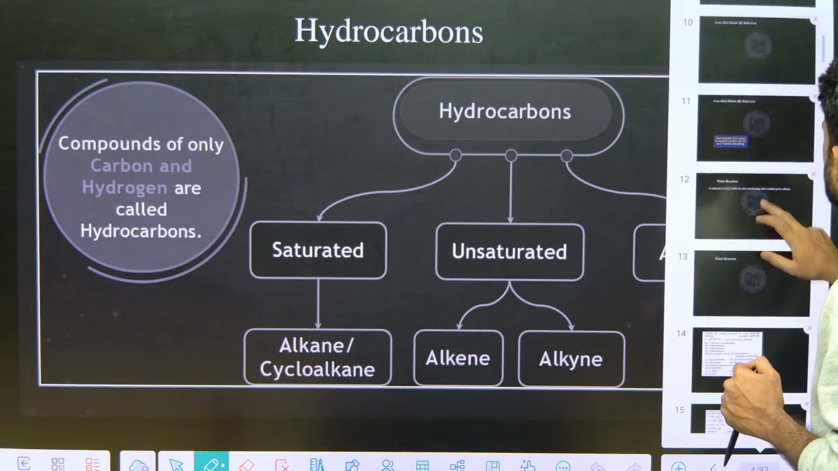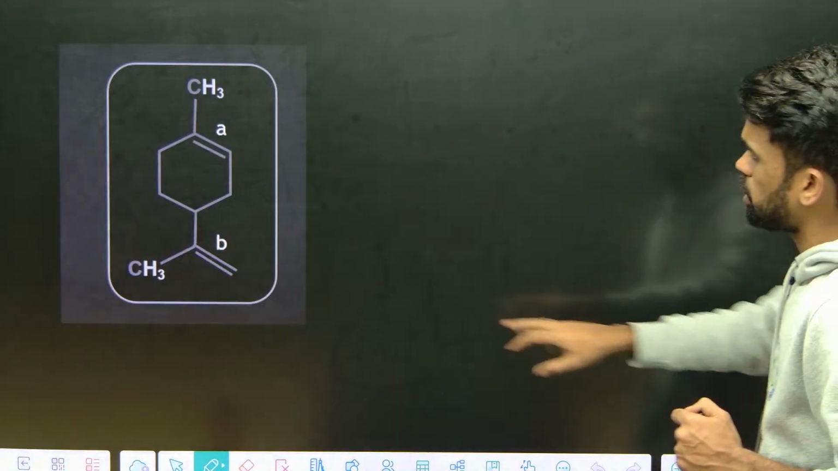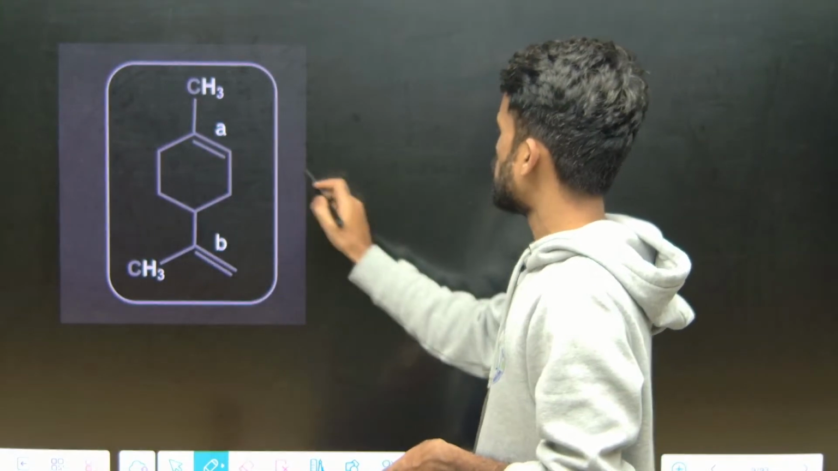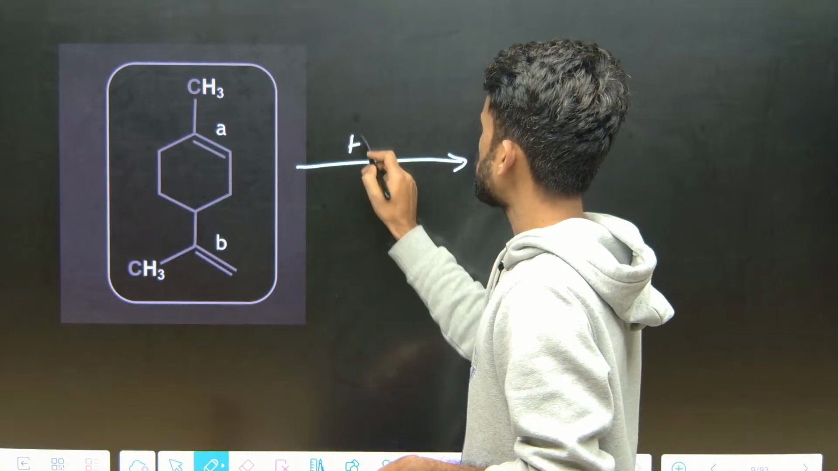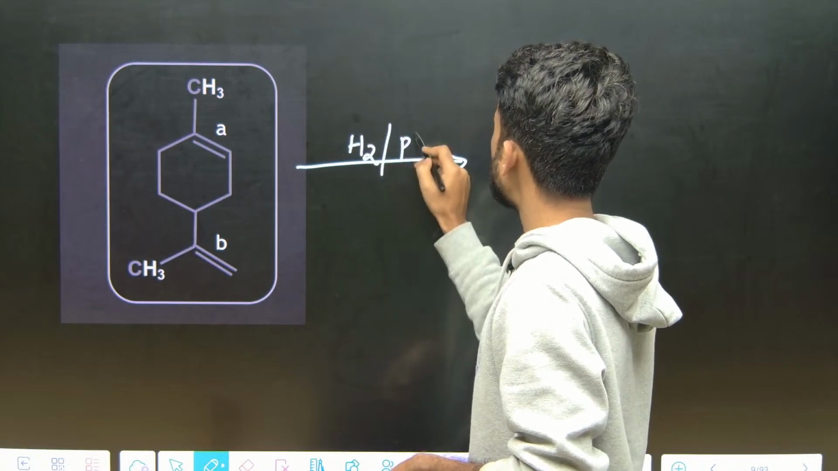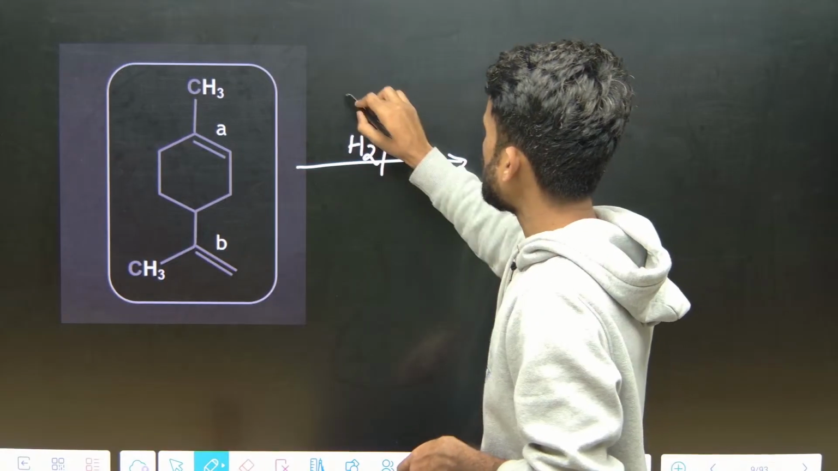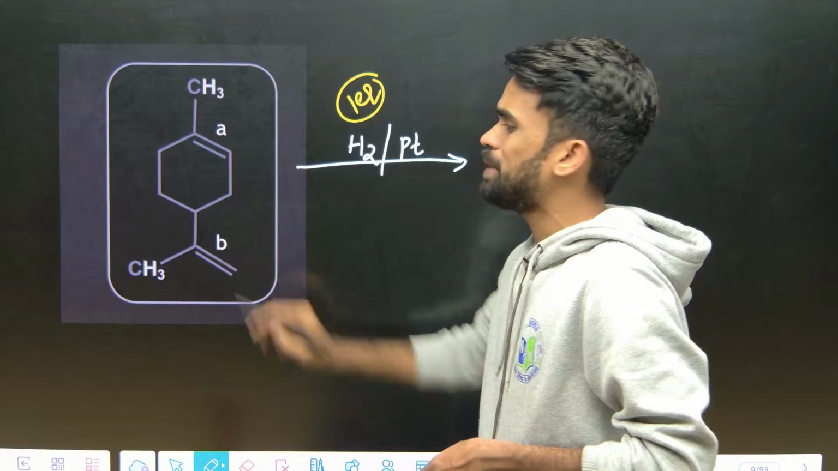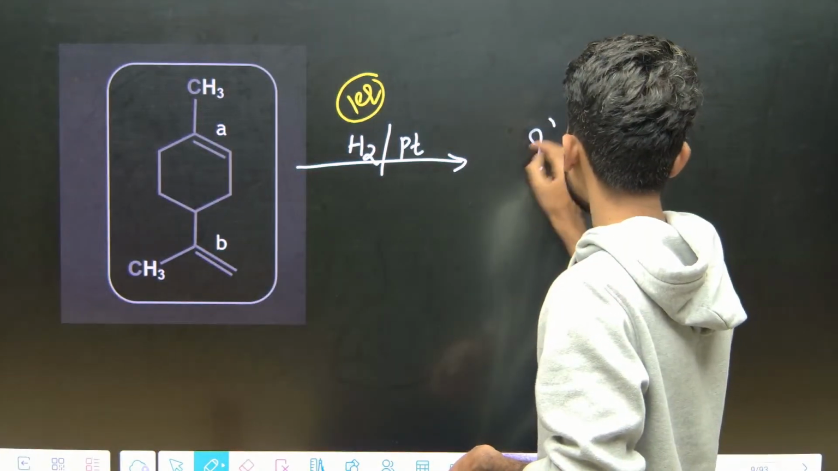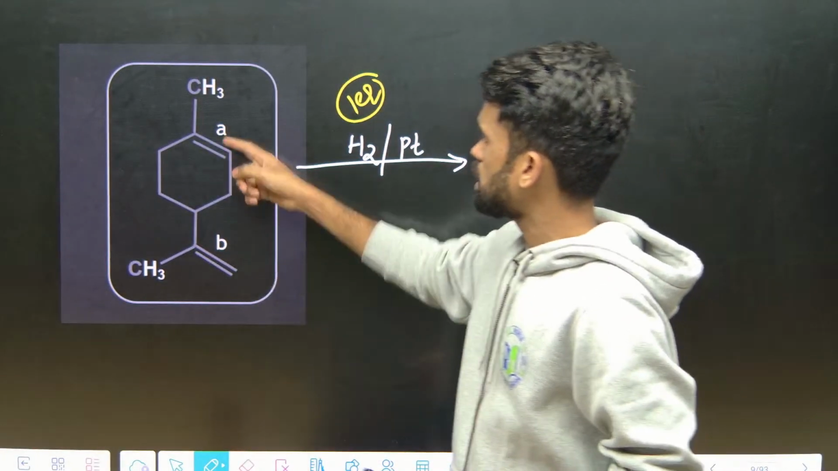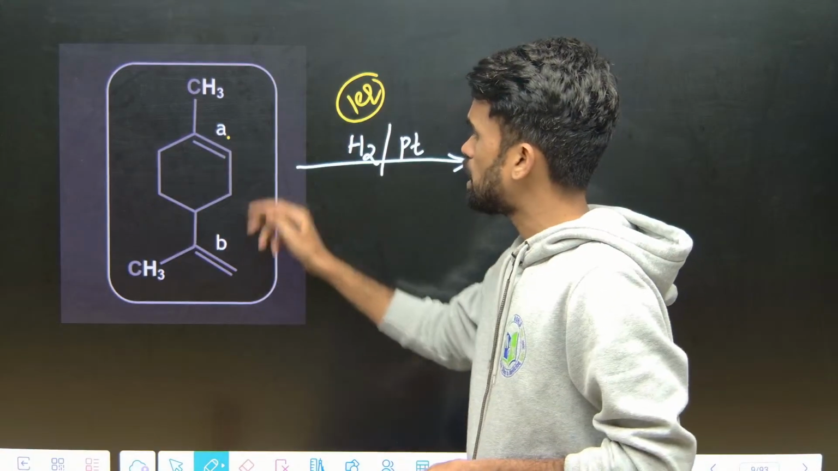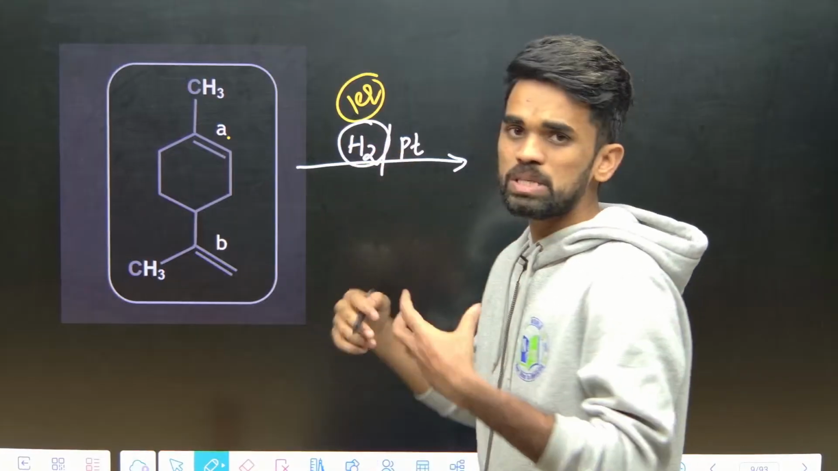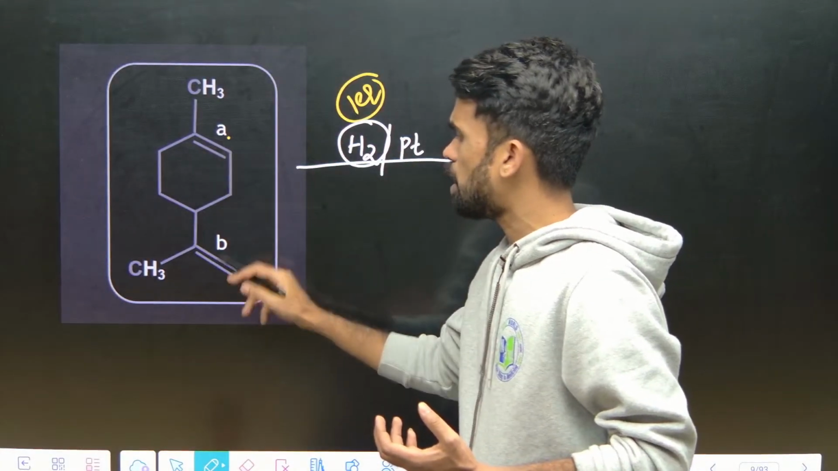For example, I am giving a question from yesterday's session. This is a molecule I am giving you. Here you have a double bond, here also you have a double bond, and I am asking you to hydrogenate this using H2/Pt catalyst. Only one equivalent of hydrogenation is taking place. So out of this A and B sides, which will be reacting and what will be the product? Only one double bond will get hydrogenated. So which one is it, either the A double bond or the B double bond?